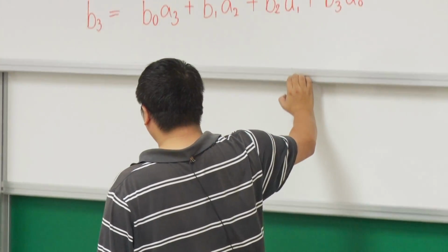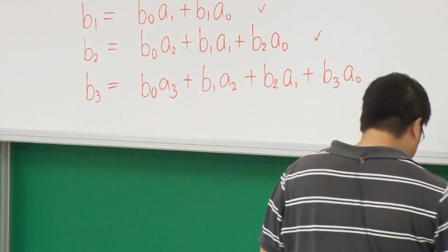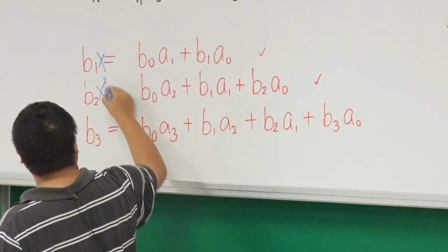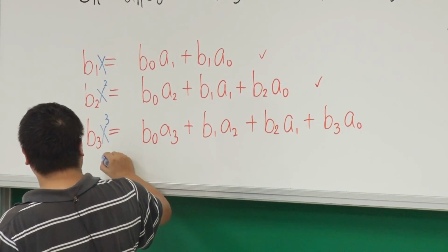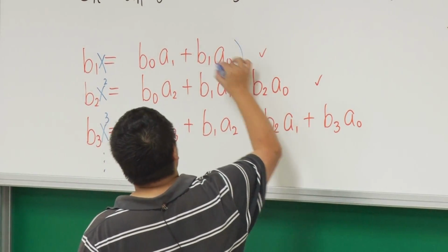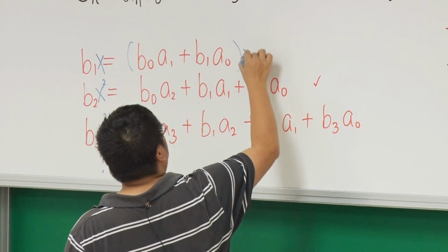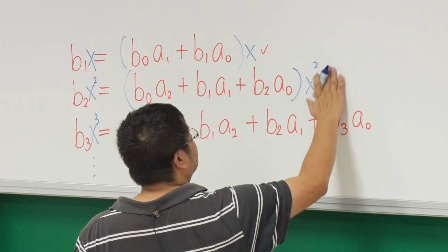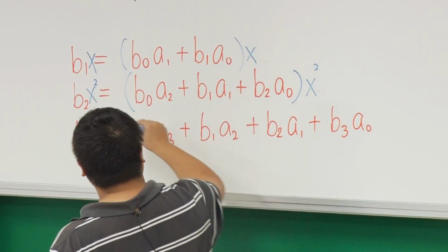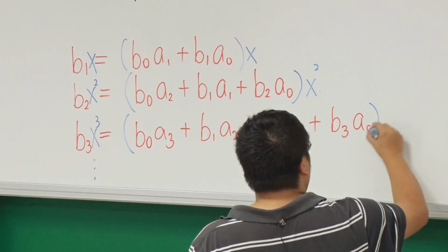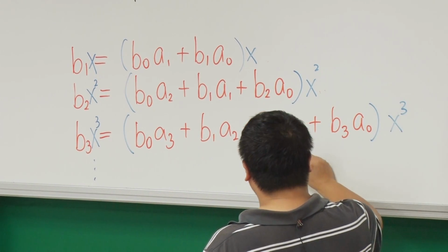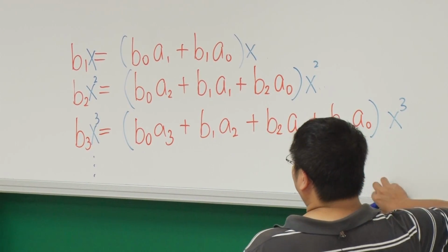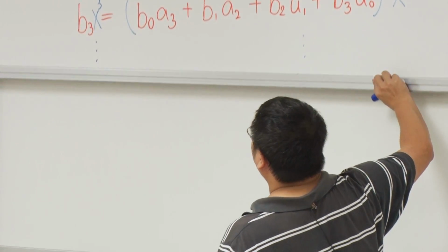The mechanical step is, let's multiply this with x, multiply this with x squared, multiply this with x cubed, and so on. This one, you multiply with x. This one, you multiply with x squared. And for this one, you multiply with x cubed, and so on and so forth, right? And then we add them up together.